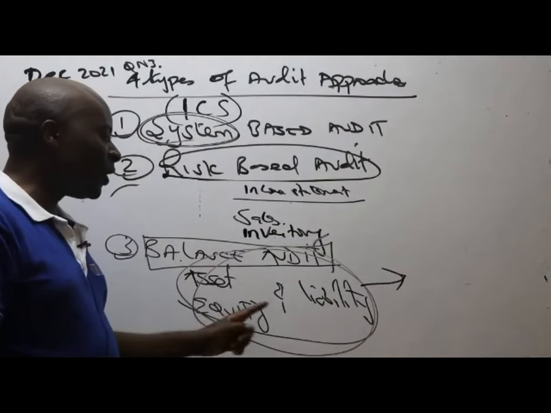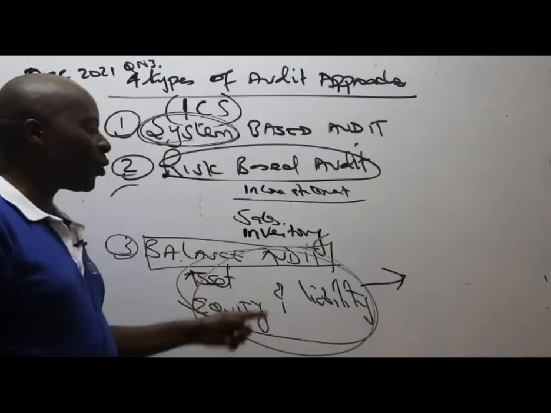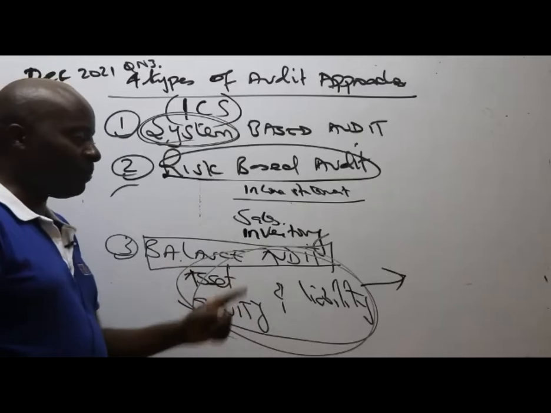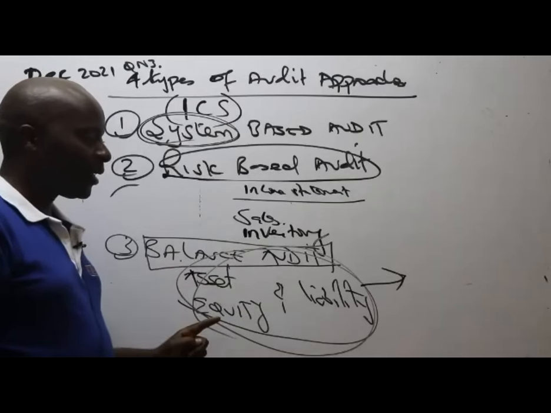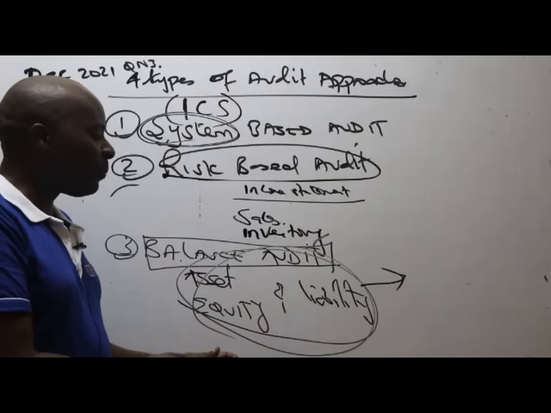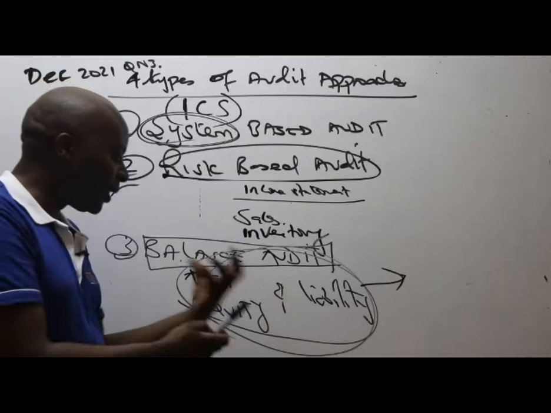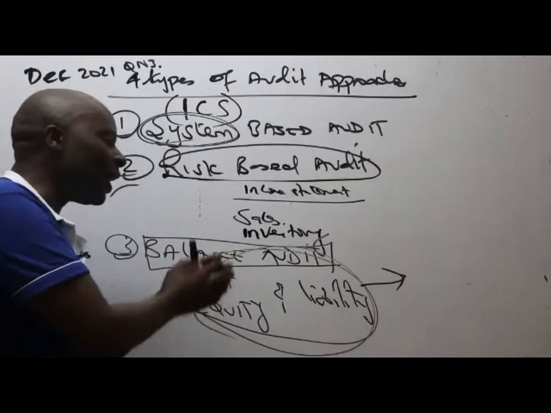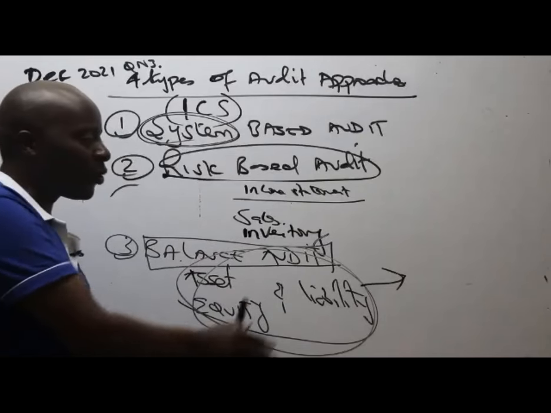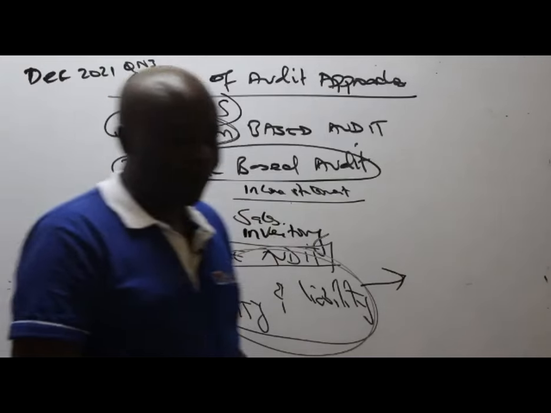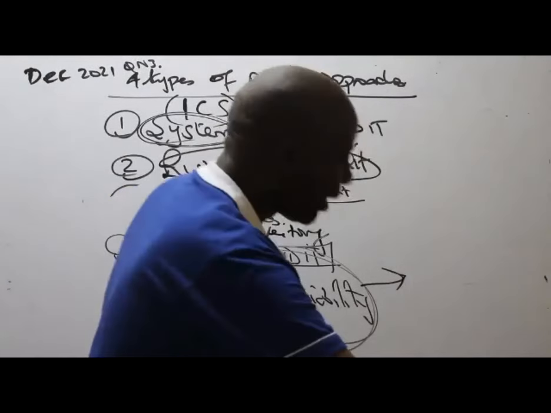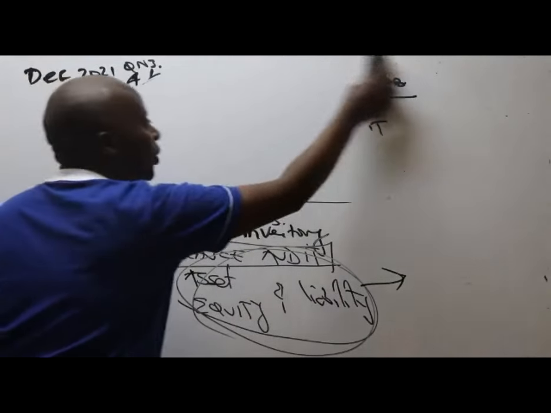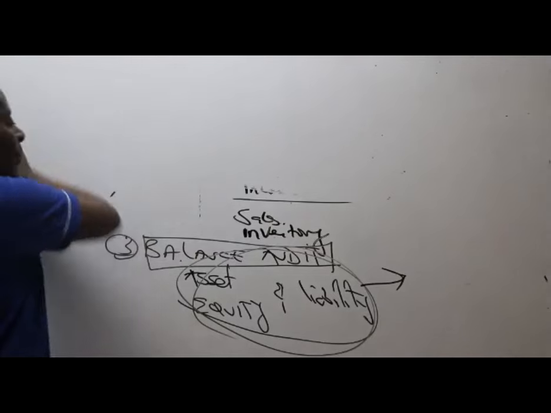Under balance sheet audit, we only focus on balance sheet items. We audit them, right? We look for sufficient appropriate audit evidence to be able to ascertain whether the items of the balance sheet are okay. If they're okay, we make a general conclusion that everything in that company is okay. And then lastly, number four, the substantive procedures audit approach.